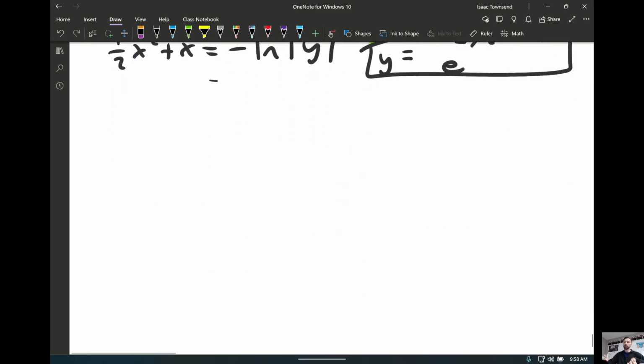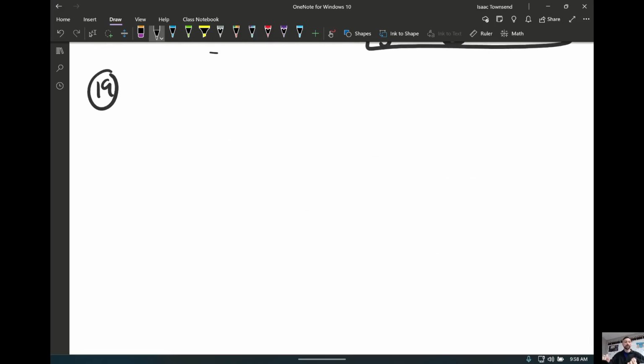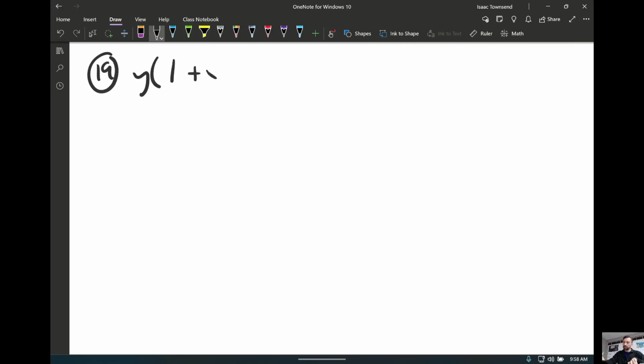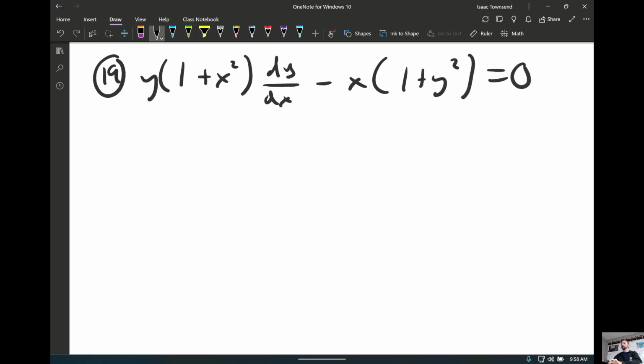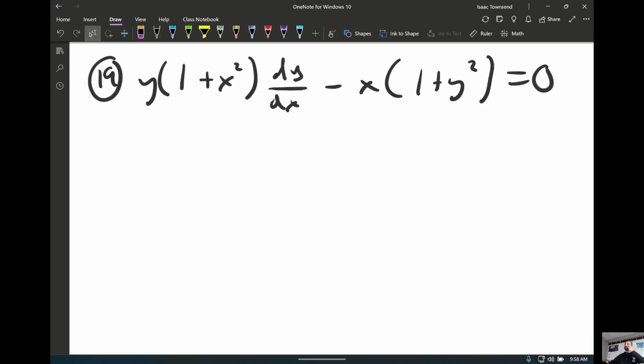Okay, then for 19, I'd like you to go ahead and start this one by separating the variables, please. I'm going to just go ahead and switch this to dy over dx. I think we've talked about that enough. So go ahead and separate the variables. I'm going to freeze my screen and I will do that also, and I will go ahead and do the integration for you.